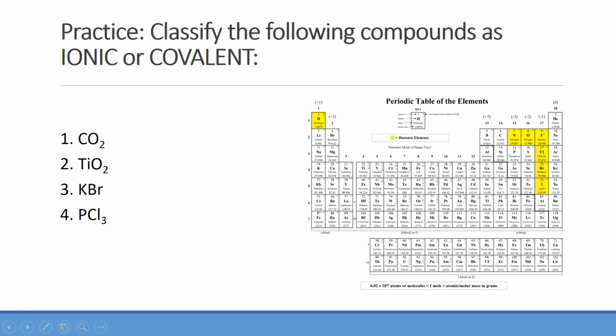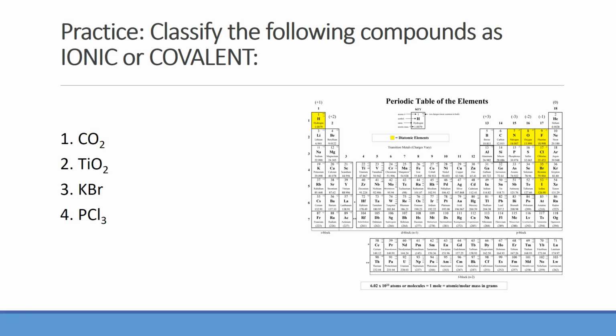So let's quickly practice just to make sure that everyone's up to speed. So I put 4 compounds here, and all you need to do is determine whether they're ionic or covalent. So it's very straightforward. Find each element, look at their location on the periodic table, and from there you should be able to figure this out. Remember that ionic compounds are made up of a metal paired with a nonmetal. Covalent compounds are made up of only nonmetals.